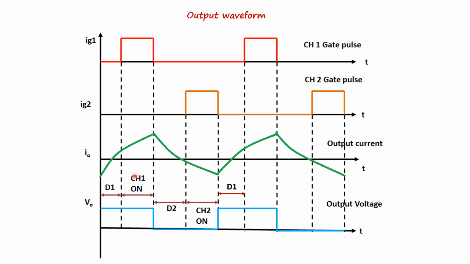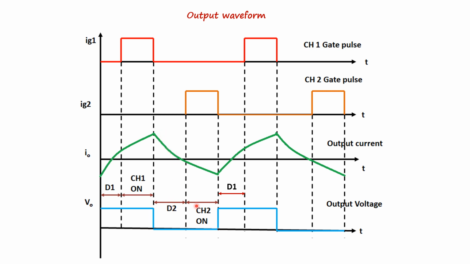Now look at the waveform of class C chopper. When the chopper 1 is on, the I0 increases gradually to the maximum value and the V0 is positive. When the chopper 1 is off, the V0 is 0. If you look at this blue line, the V0 is 0 and the I0 decreases gradually through diode D2, which represents a discharge of current in the inductor in the forward direction.